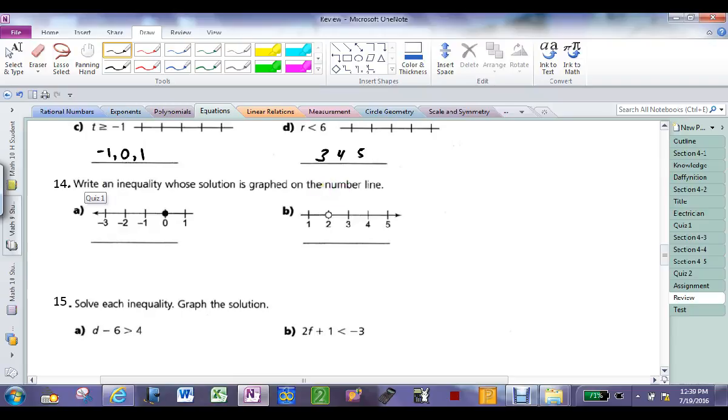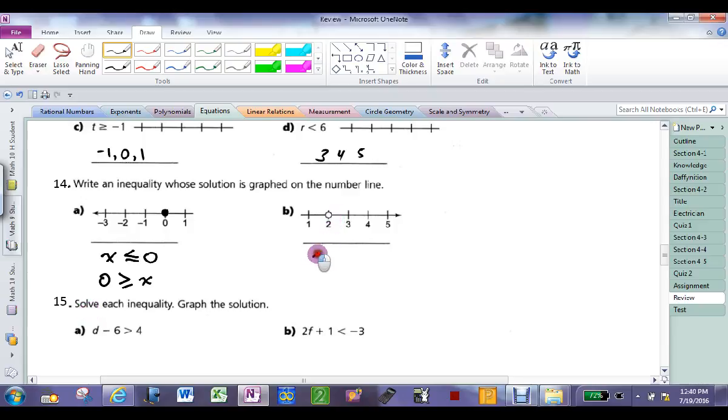Write this inequality. I have a closed dot on 0, and I don't like the way this program makes their inequalities. It just puts the arrow right there. It's a little bit hard to see, but nobody asked me about it, so I trusted everyone could see it. X is less than or equal to 0. Will I accept 0 is greater than or equal to X? Yes, because they're the same thing. Both of those are acceptable.